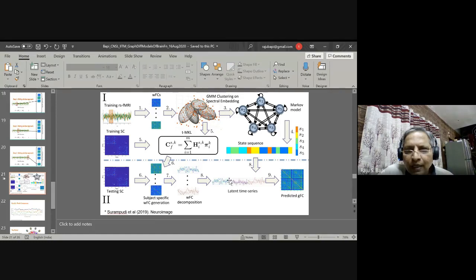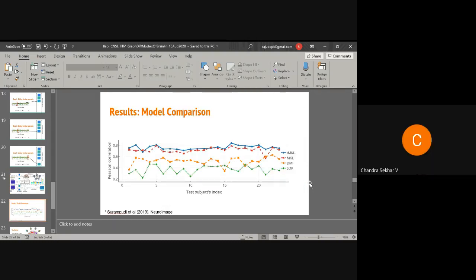And of course, at the junction, you need to do some sort of averaging, to make this like a continuous time series. So this is the whole BOLD time series that is generated based on this MKL model. And based on this multivariate time series, I am computing the resultant functional connectivity, the predicted functional connectivity matrix. This is compared against ground truth to decide how well the model is performing, right?